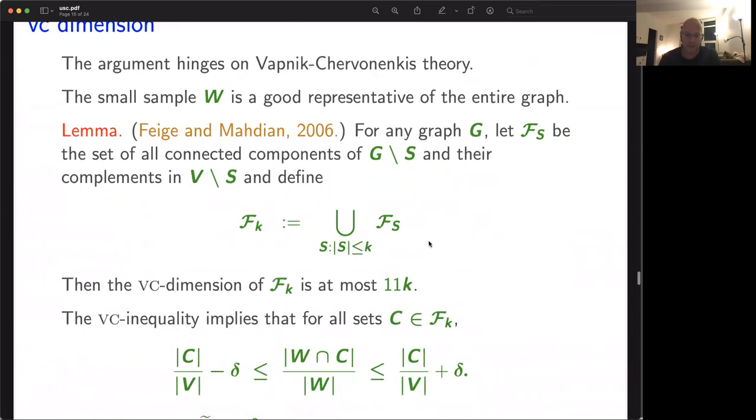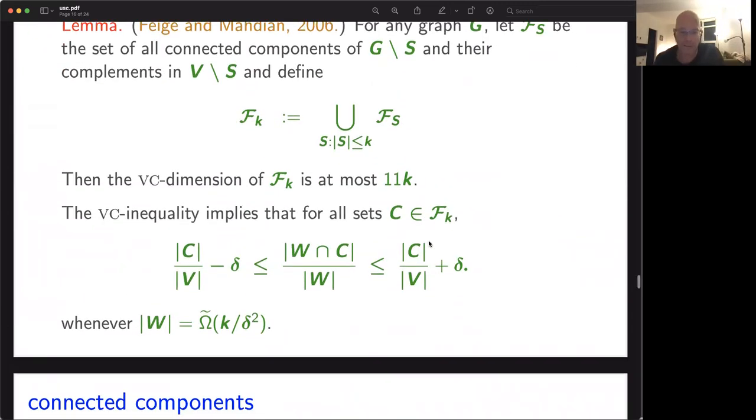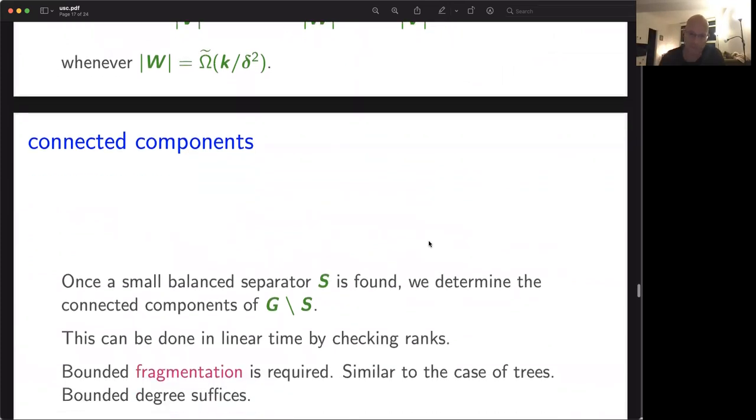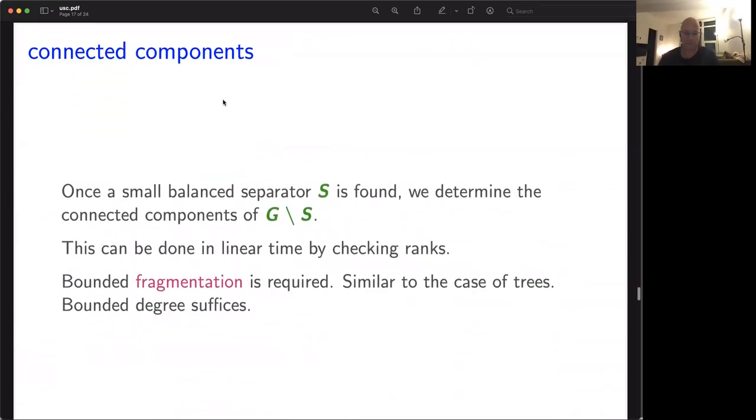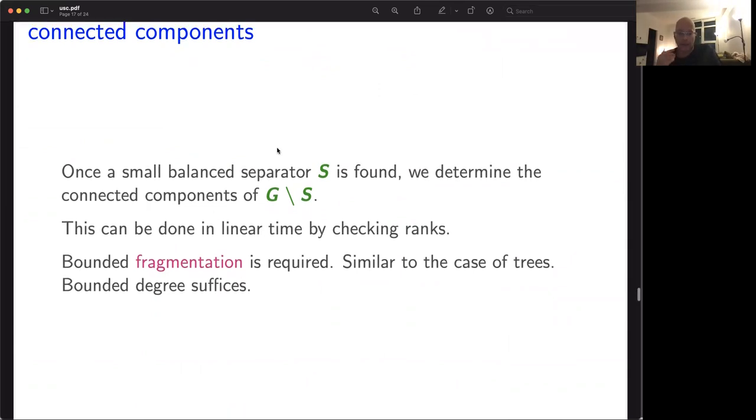So sorry, this is very sketchy. I hope you get something from my explanation. Once we find a small balanced separator, then we have to determine the connected components. This can be done again quickly using the same algebraic property that I mentioned, the same rank property, and this can be done in linear time.